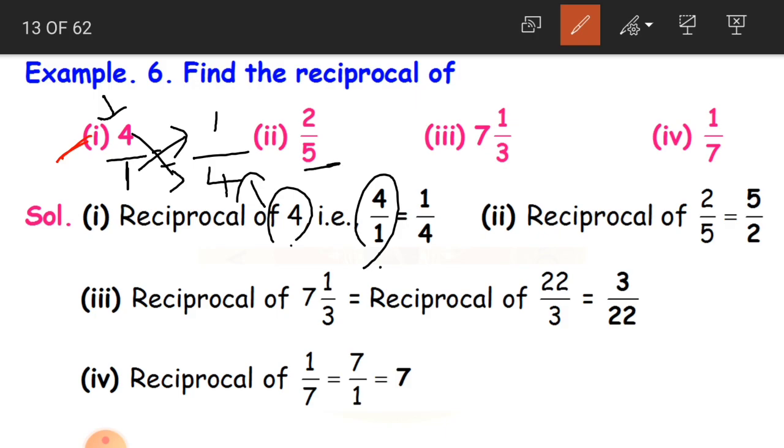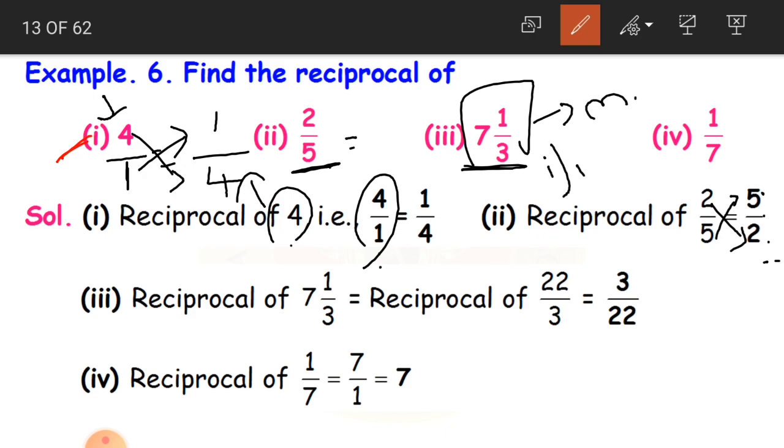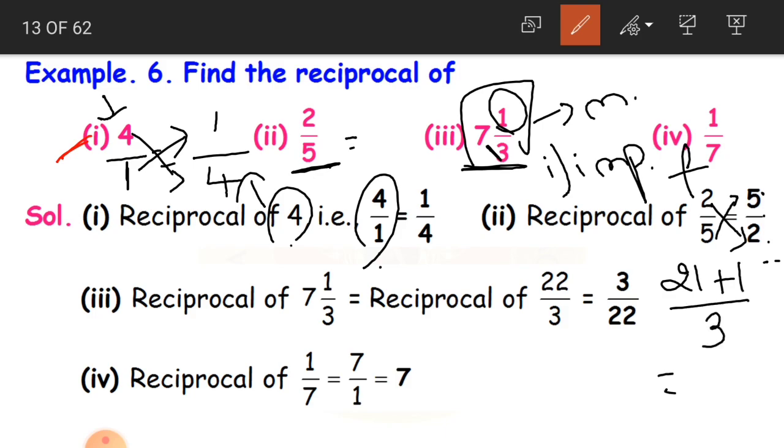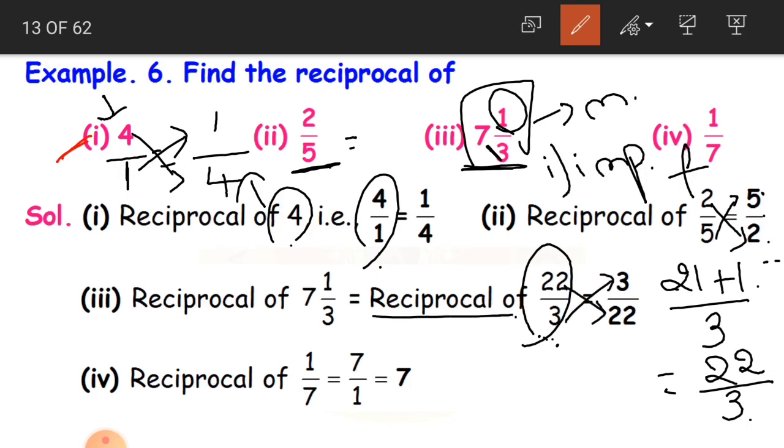Moving on to question number 2, reciprocal of 2/5. What will it become? 5 becomes the numerator and 2 becomes the denominator. 5/2. Yes, students? Yes. Now the reciprocal of 7 1/3. This is our mixed number. So what should we do? The first step would be to convert it into an improper fraction. How will we do that? 7 3s are 21 plus the numerator 1, divided by 3. That is equal to 21 plus 1 is equal to 22 divided by 3. 22/3 is our fraction and its reciprocal becomes 3/22.